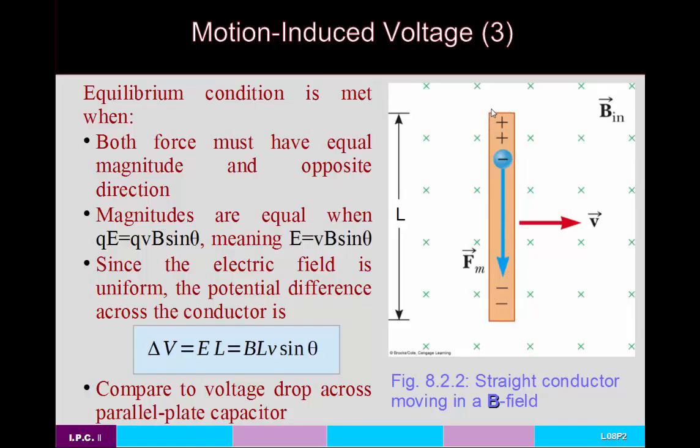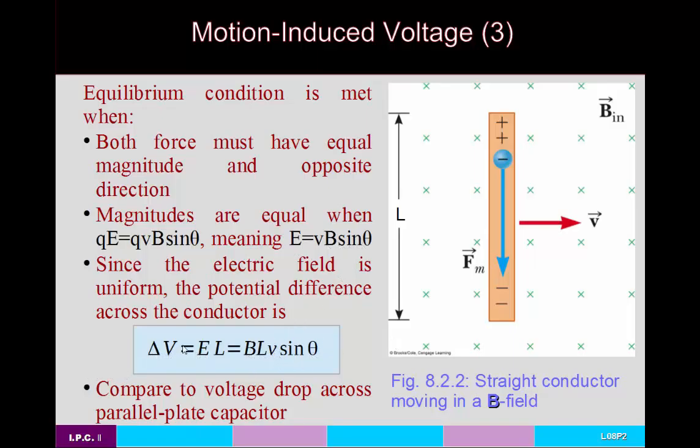That's for a uniform E field, and again the E field is uniform because it looks kind of like an unusual shaped parallel plate capacitor. So what this means is that the voltage drop from one edge to the other is going to be E times L, which, since E is VB sine theta, would be BLV sine theta.